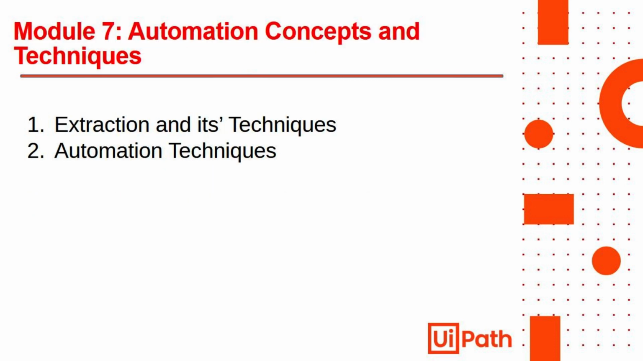Module 7, Automation Concepts and Techniques. The student should be able to identify and explain how email automation is used. Identify and describe Microsoft Excel functions and how Excel activities are used for spreadsheet manipulation. Describe the functions used to extract data from a PDF file, for example, reading native text or using OCR.